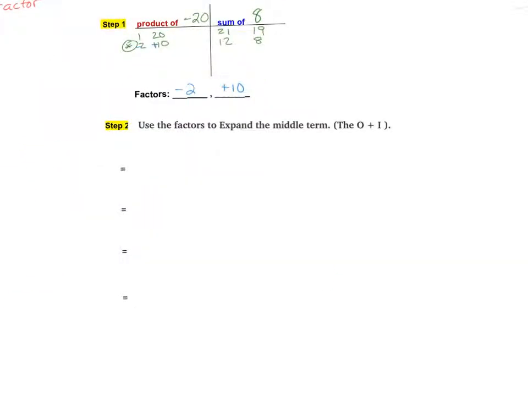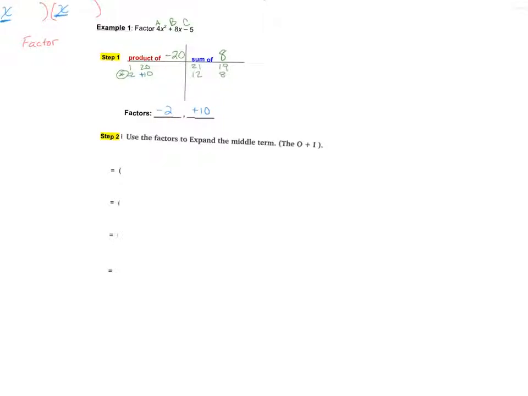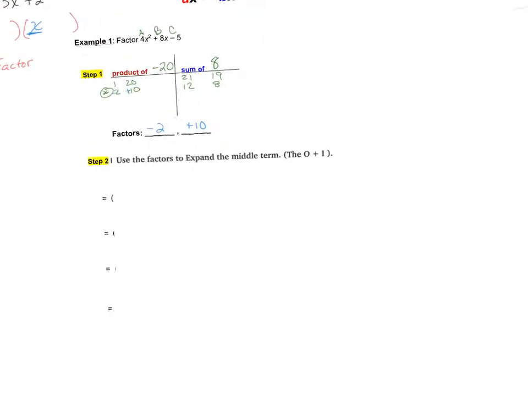So I go through this a little bit differently than the notes you might have seen. So just so you know, make sure that you realize that down here, this is different than what you have on your notes. So you use these factors to expand out the middle term. So if I look at the original quadratic trinomial, I have 4x squared plus 8x minus 5. I am going to expand out the middle term by using the factors negative 2 and positive 10. So it's going to be negative 2x plus 10x.